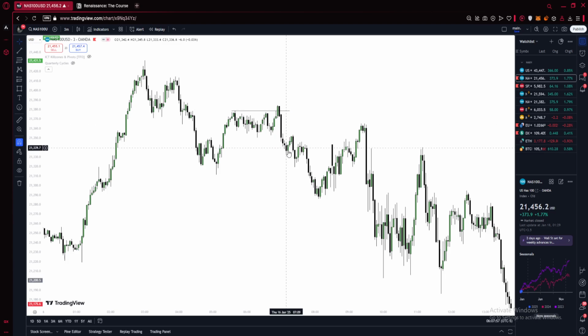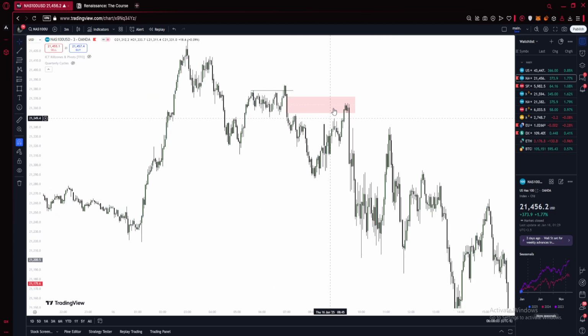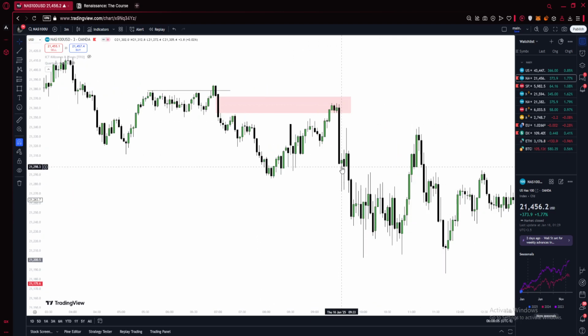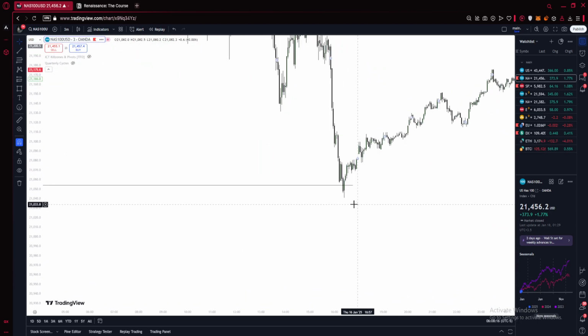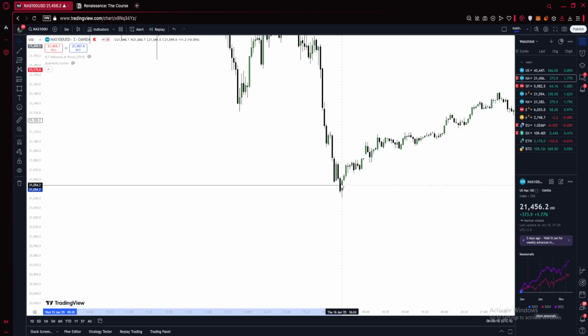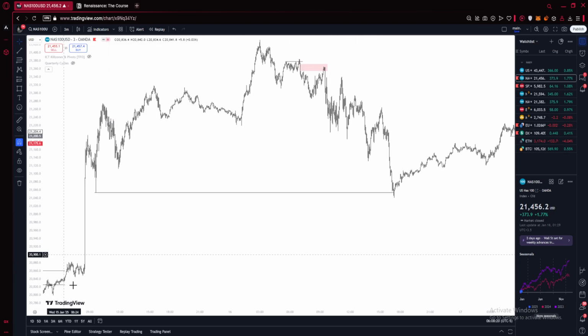Accumulation, manipulation, distribution, displacement. Trades back into where? Where did this trade back into? This gap. And then completely continues lower. Right at 9:30 a.m., takes this low, tries to move around a bit, back into this gap, fails to displace, continues lower and lower, and then perfectly comes into our liquidity. This is as simple as it gets.